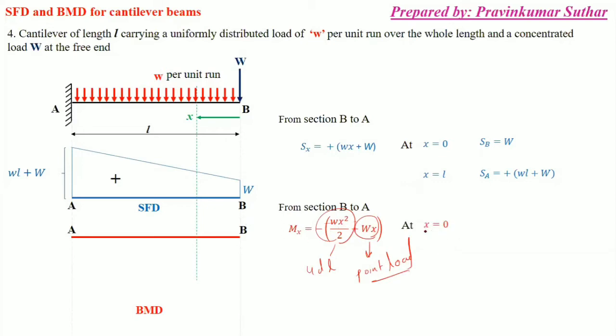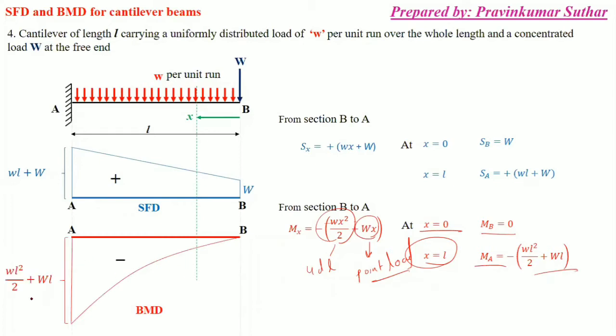After putting the value at x equal to 0, we get the bending moment at point B equal to 0, and at x equal to L, we get the bending moment equal to minus wL square by 2. So simply after putting the value, we get this as the maximum bending moment.